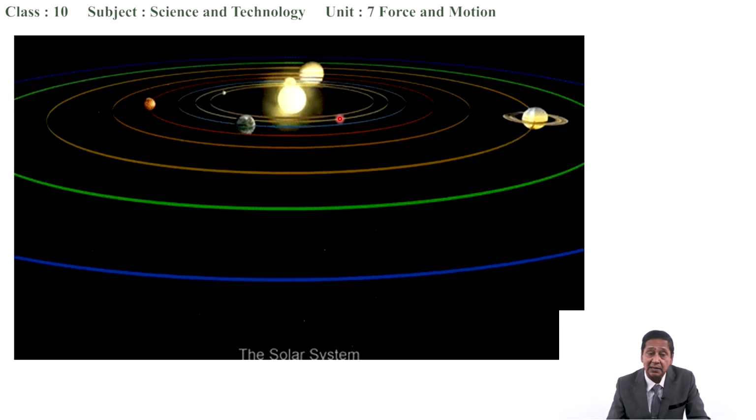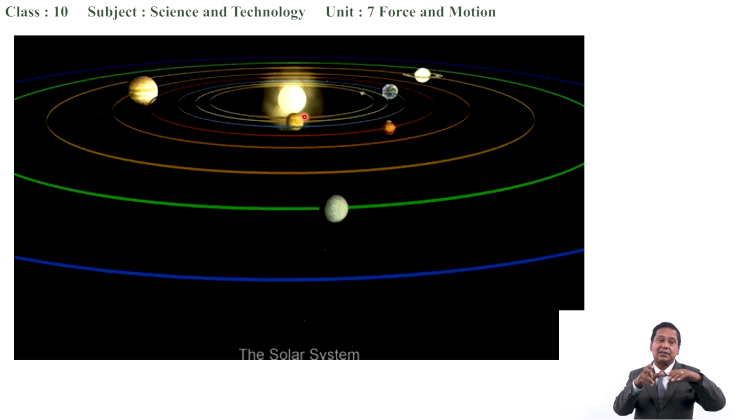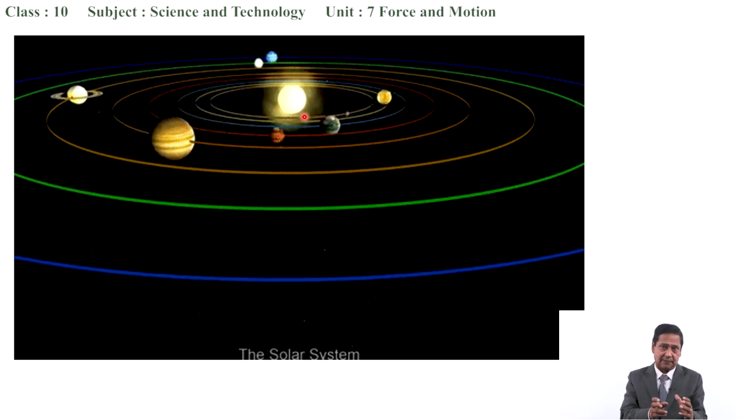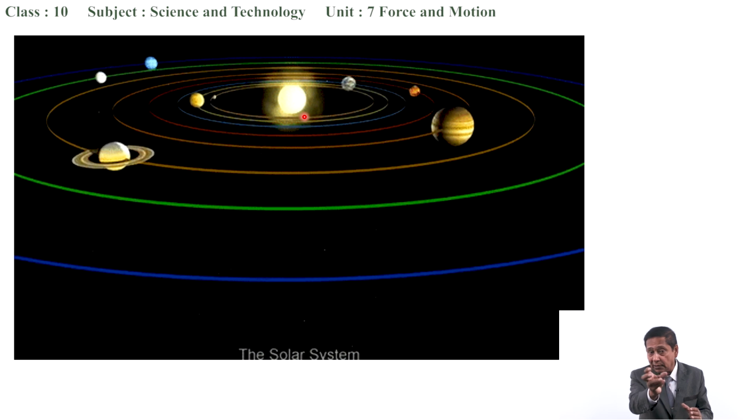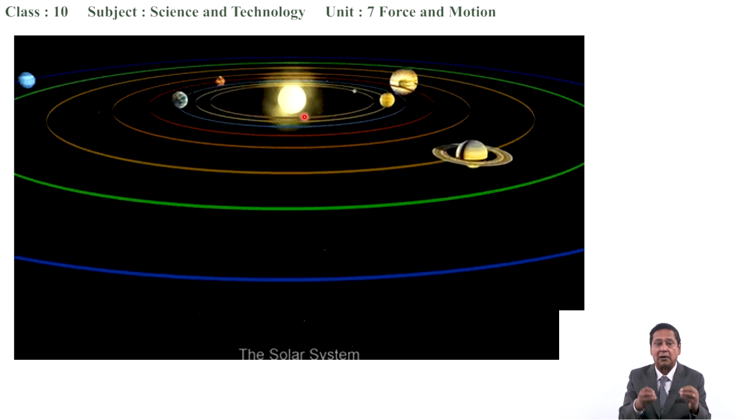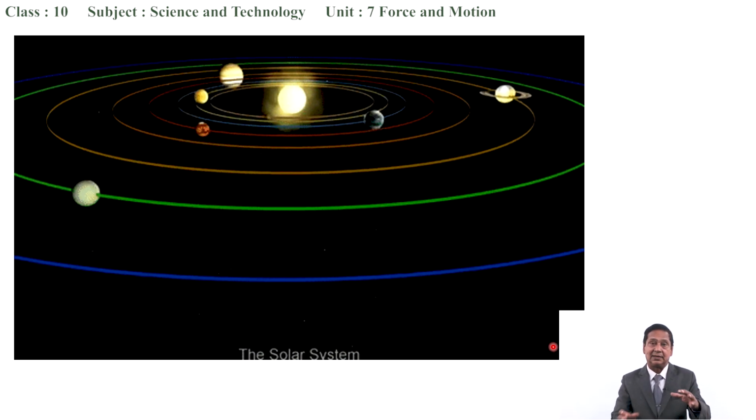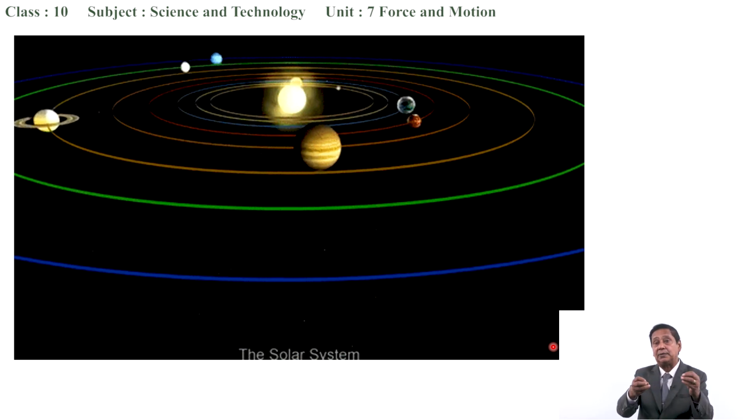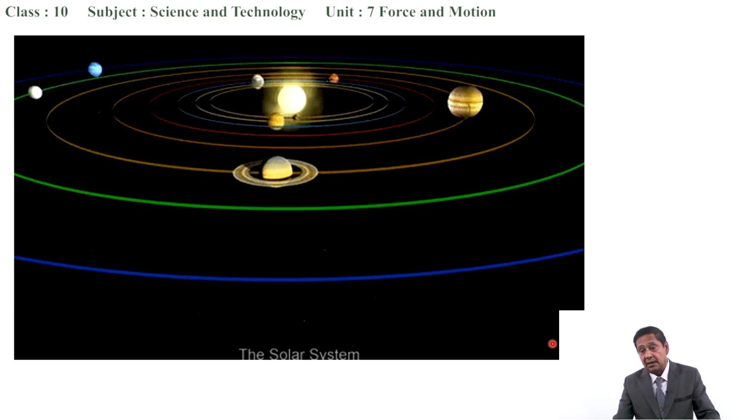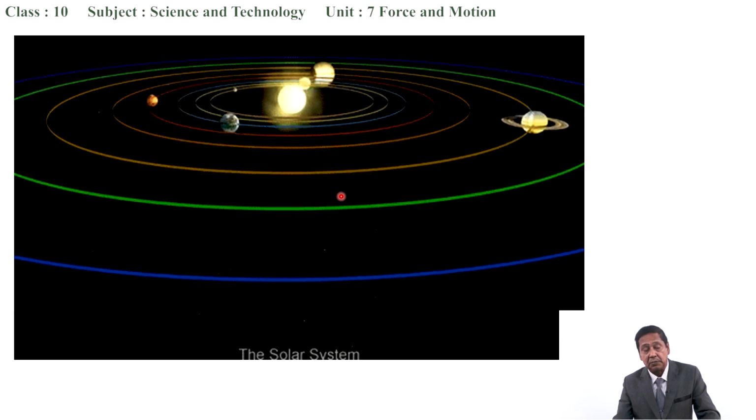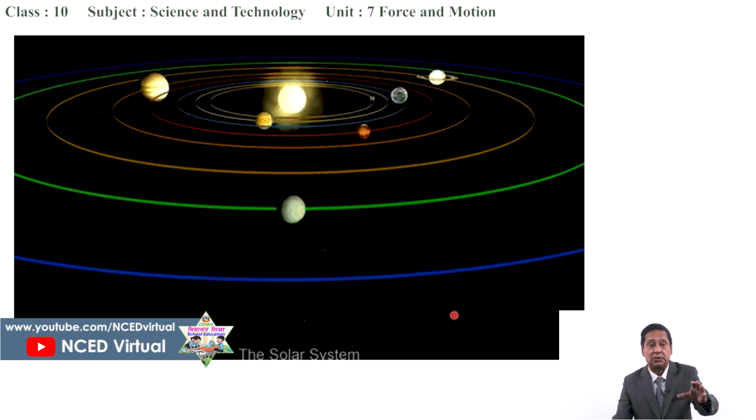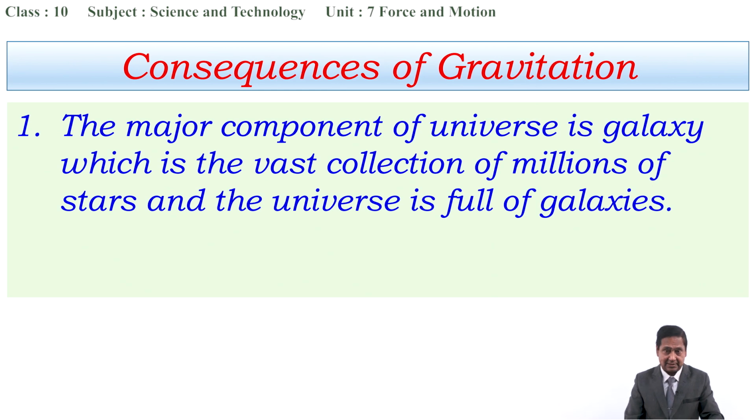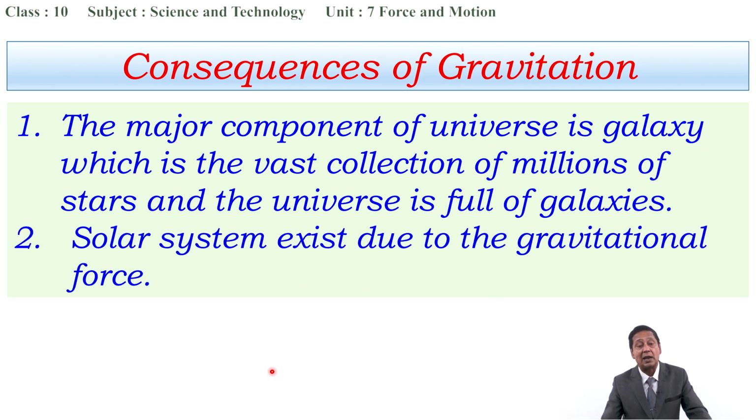And why do the planets revolve around the sun? Because the mass of the sun is very huge. All the other planets have comparatively very small mass. They revolve around the sun because of the huge gravitational force. This solar system exists because of gravitational force. Another great consequence of gravitation is that the solar system exists due to gravitational force.